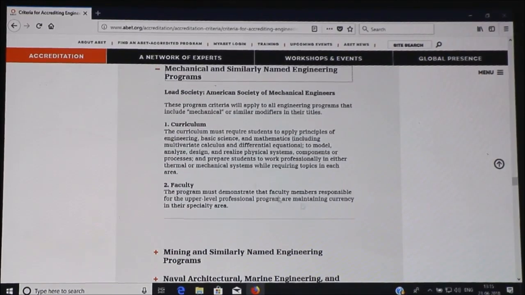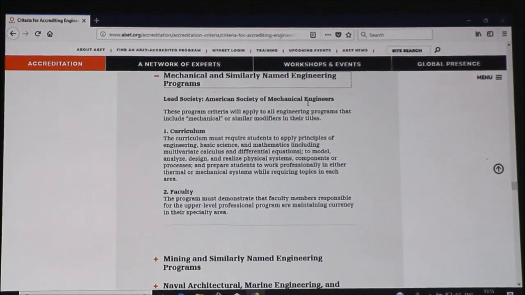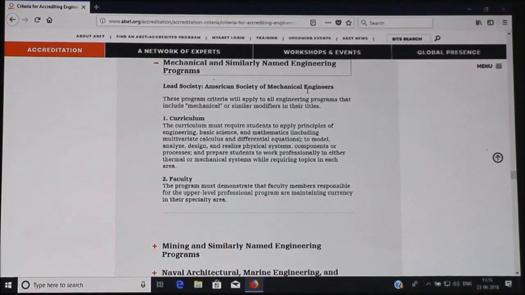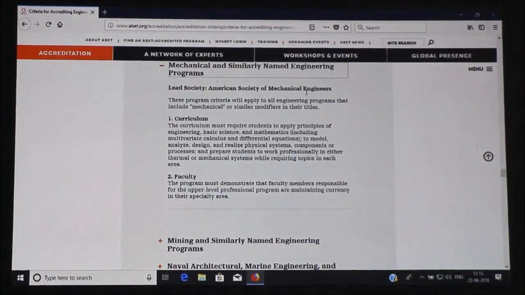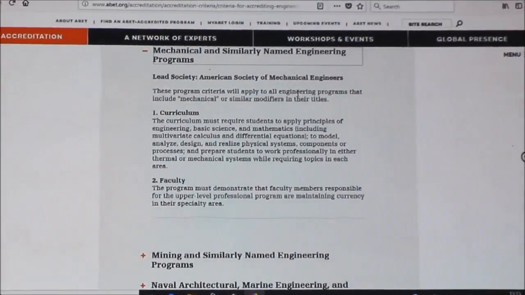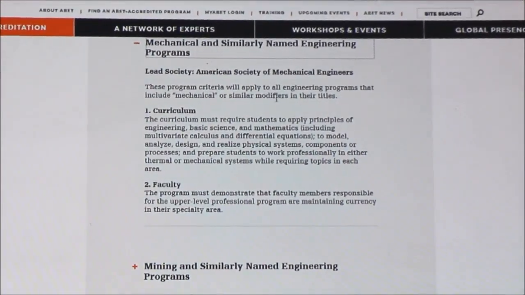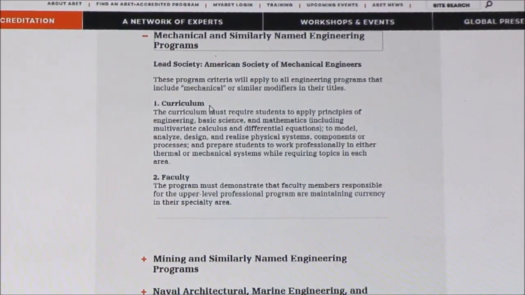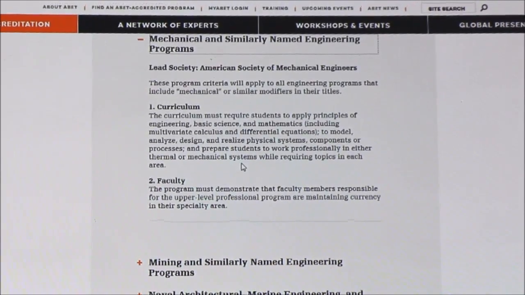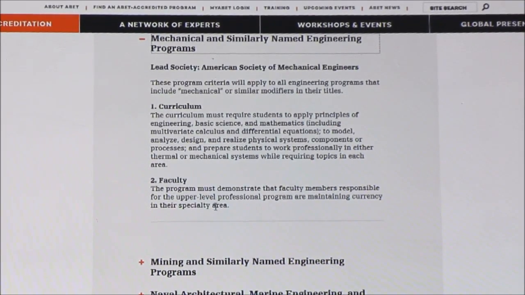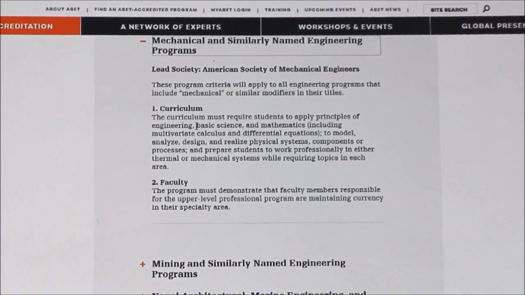two things have been given. The lead society is the American Society of Mechanical Engineers. I can take that as the professional society I am going to refer to for a bachelor's degree in mechanical engineering. These program criteria will apply to all engineering programs that include mechanical or similar modifiers in their titles. It has given what kind of curriculum, what basic things a mechanical engineering curriculum should consist of, and what kind of faculty should handle that particular curriculum. That is what has been given.